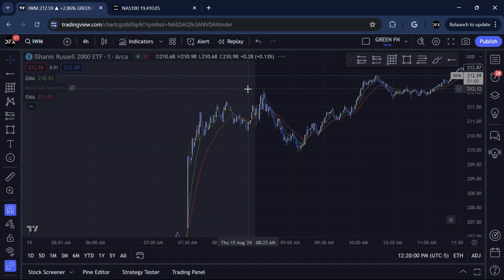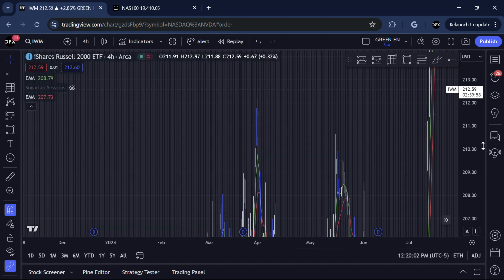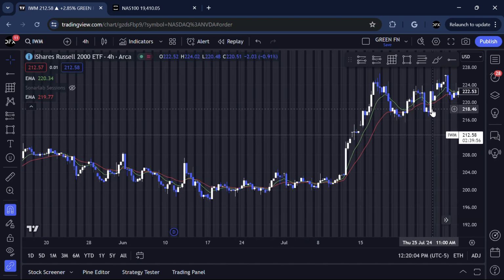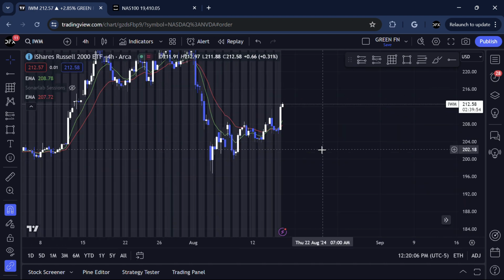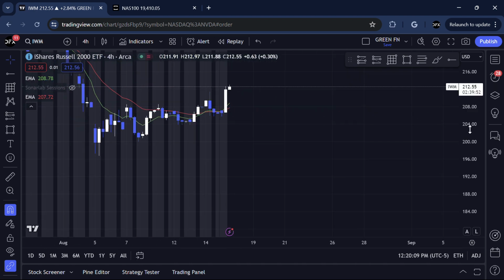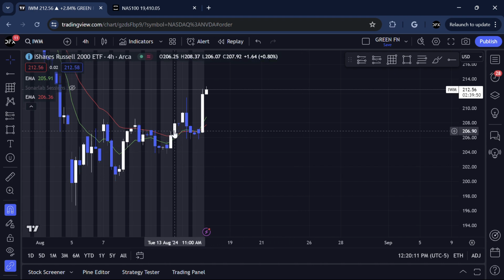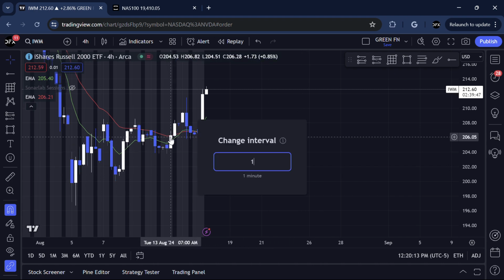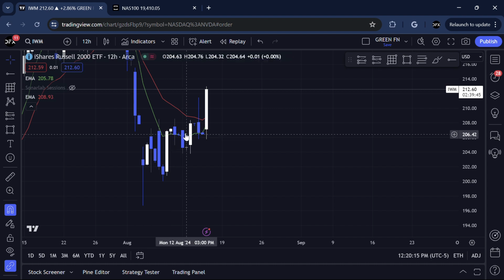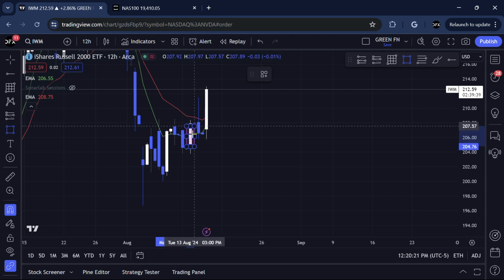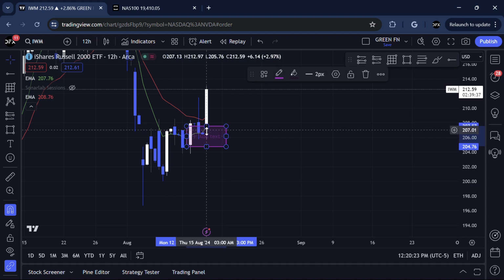So starting off in the 4-hour time frame, we go over here, and you see exactly what happened overnight. We came into this imbalance right here. So obviously if you go on let's just say like a 12-hour time frame, we're able to see that this imbalance was formed. What day was this? This was on the 13th, so 2 days ago. That imbalance was formed, and you can see that price came right into that.